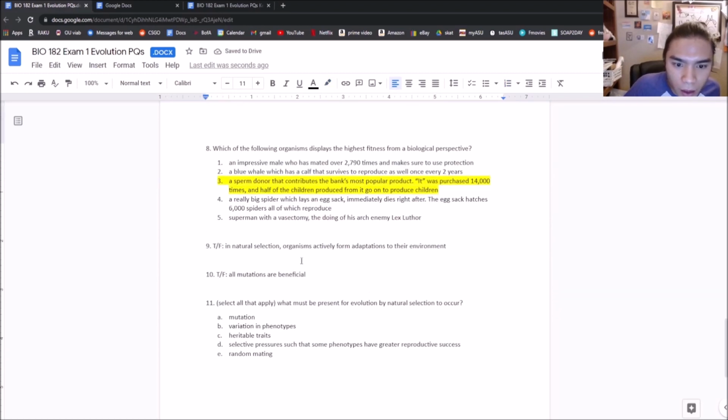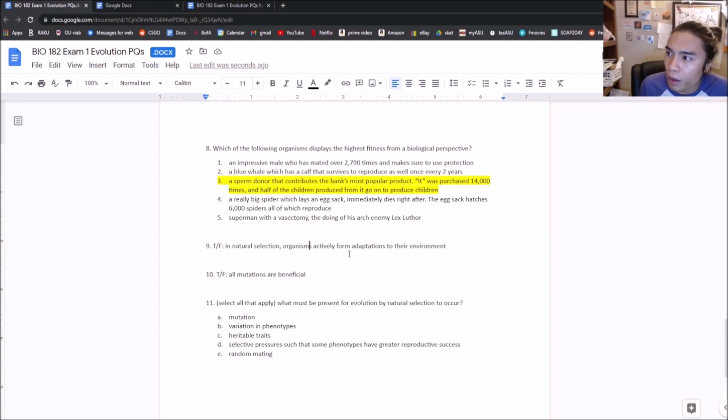True or false? In natural selection, organisms actively form adaptations to their environment. That's not true. So organisms don't particularly do that. It happens in a population over time. So while it's true that an adaptation is a trait that is beneficial to a given environment, that is formed between generations. So that's natural selection, right?